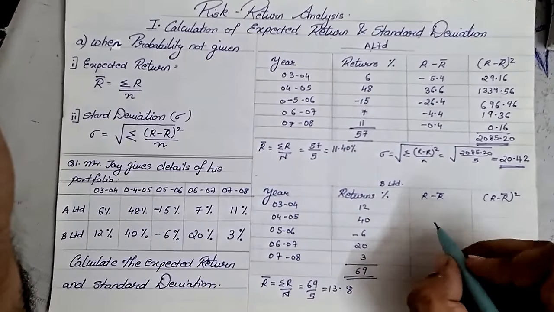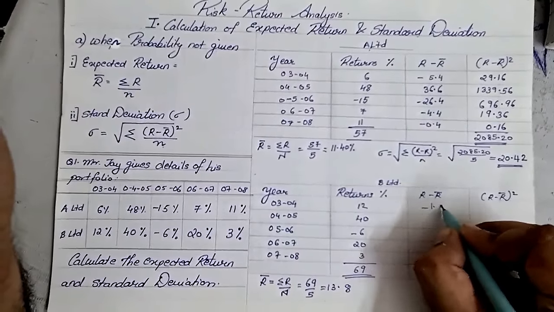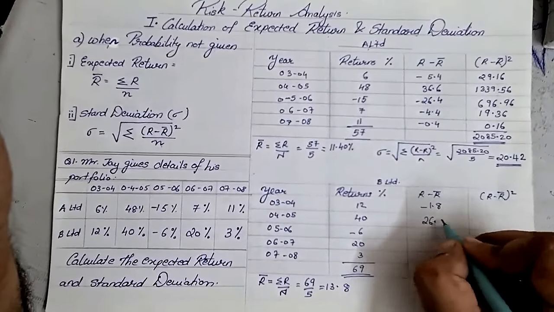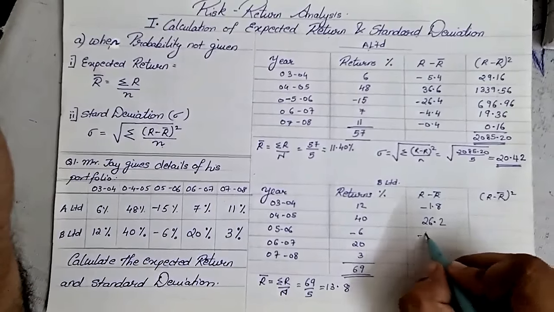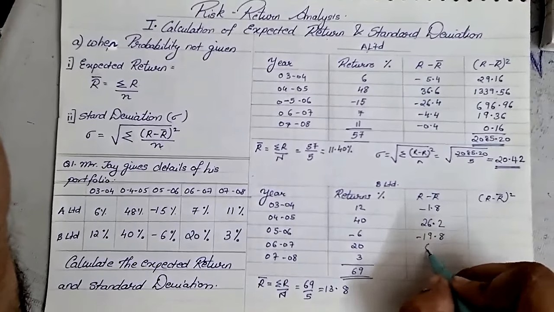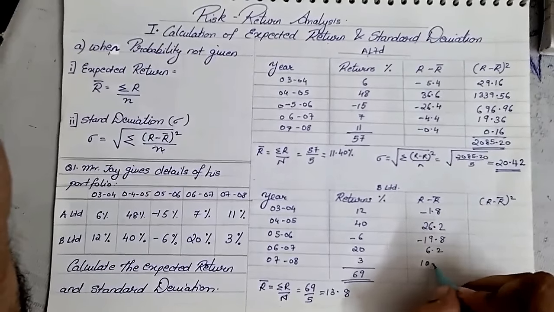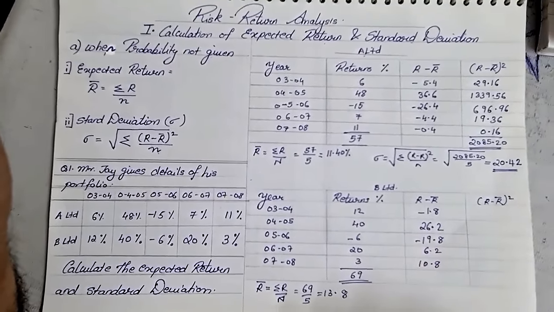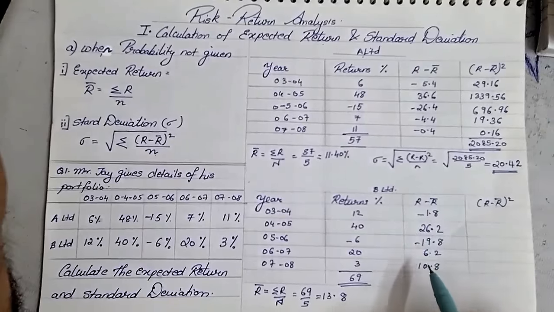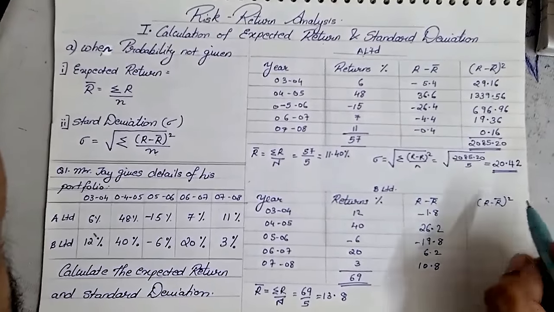So 12 minus 13.8 will give you -1.8. Next it will be 26.2. Next -19.8. Next 6.2 and 10.8. Next we need to square them in order to get R minus R bar the whole square.